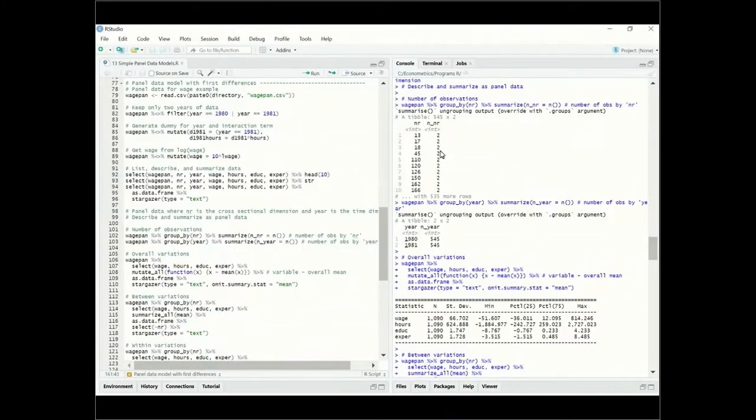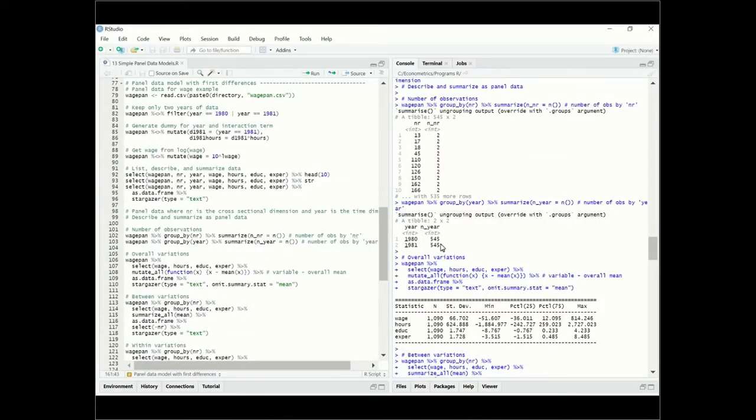Or alternatively, we can now use the data set wagepan, group it by year, and now summarize here the number of observations and call it n underscore year, the number of observations, but we're summarizing now by year. So if the year is 1980, we have 545 observations, and if it's 81, we again have 545 observations.